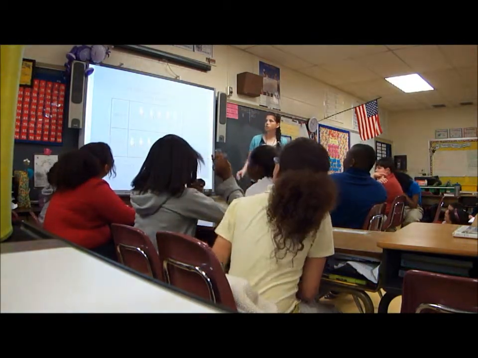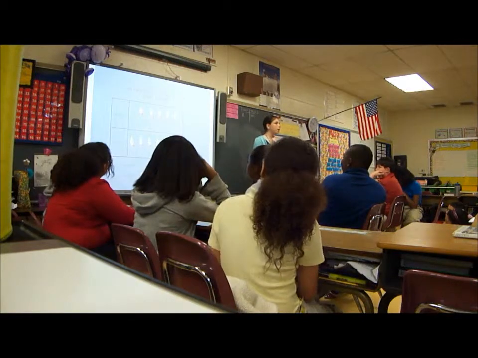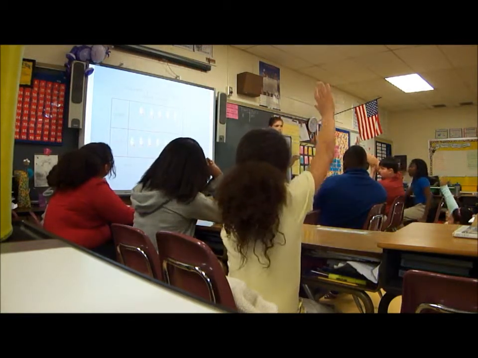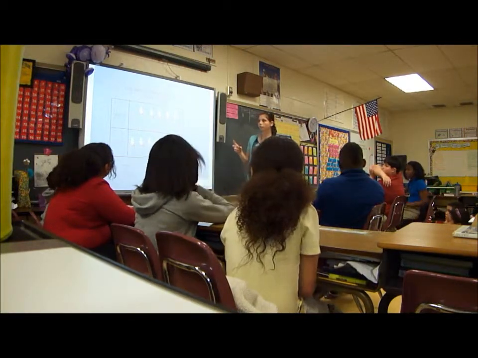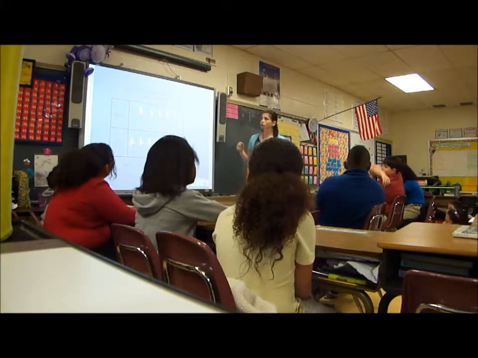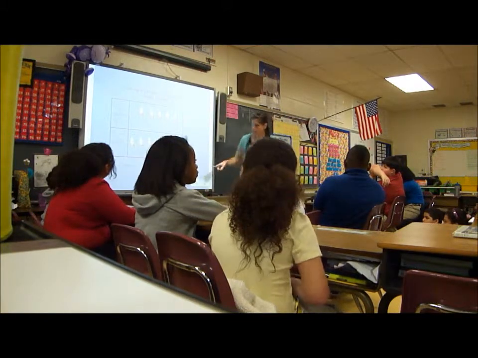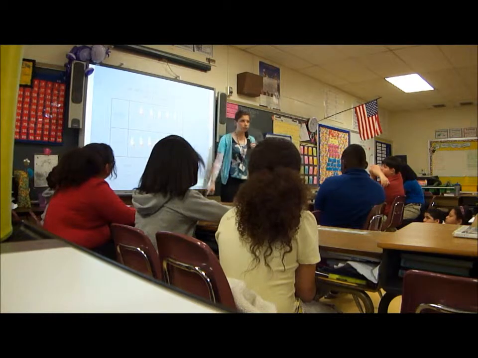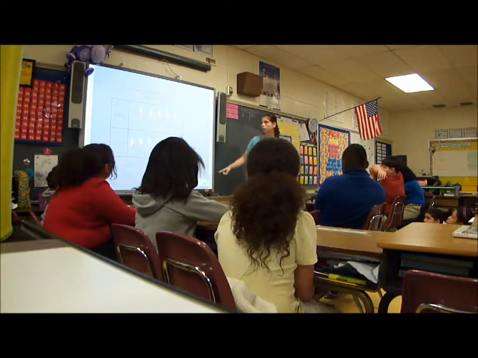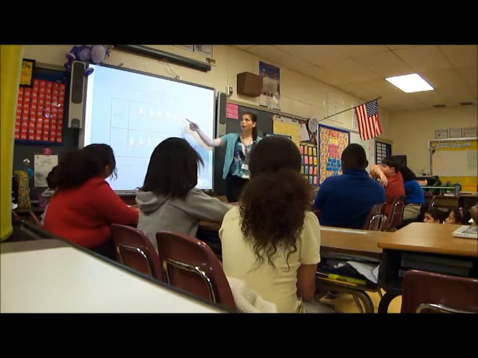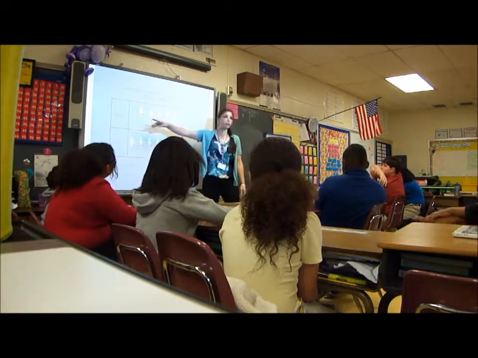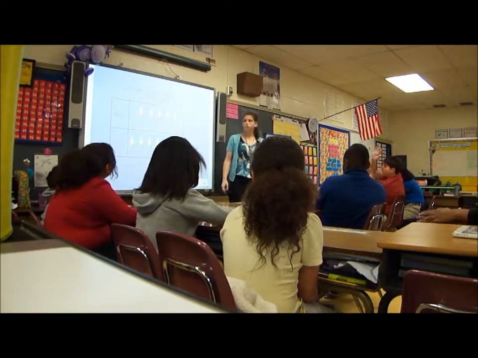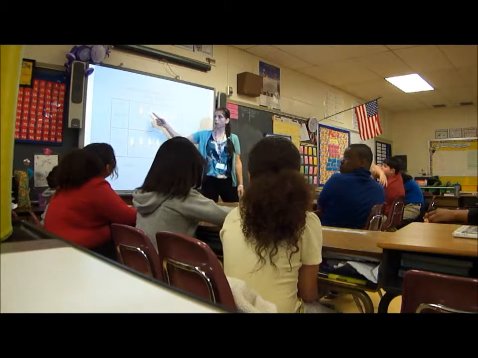Okay, so this is a pictograph. What does a pictograph use to show its data? Ariana? Pictures, perfect. So if we're measuring how many ice cream cones were sold during lunch, and it says down here our key, what does it say our key is? 1 cone equals 10. So how many ice cream cones were sold during our 8th grade lunch? 50. 10, 20, 30, 40, 50.